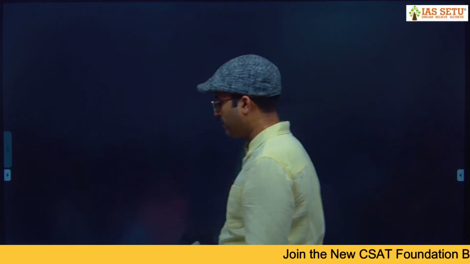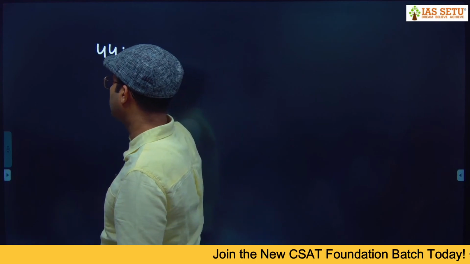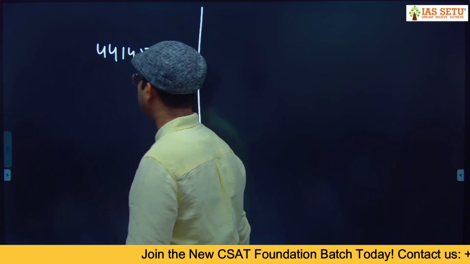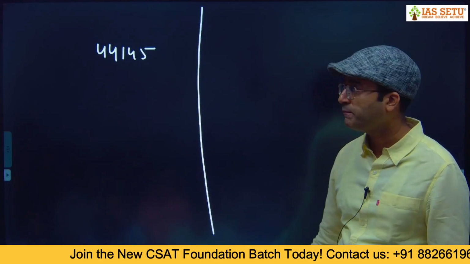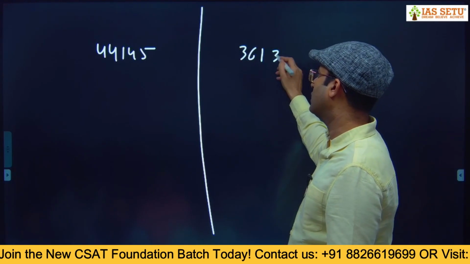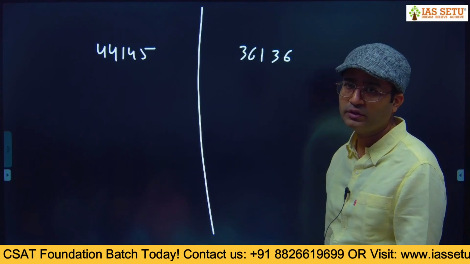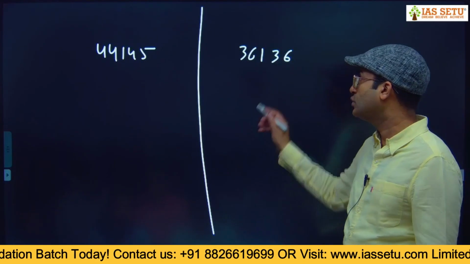Like we try. 44,145. Is the number divisible by 5? Yes. 36,136. No. Then what is the remainder? 1. So this 6 will decide.